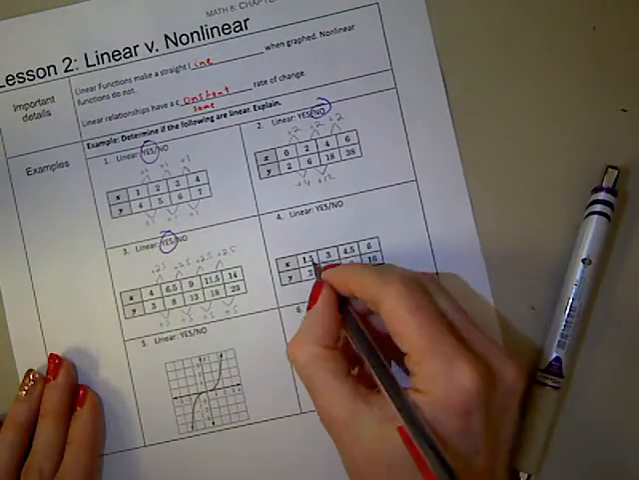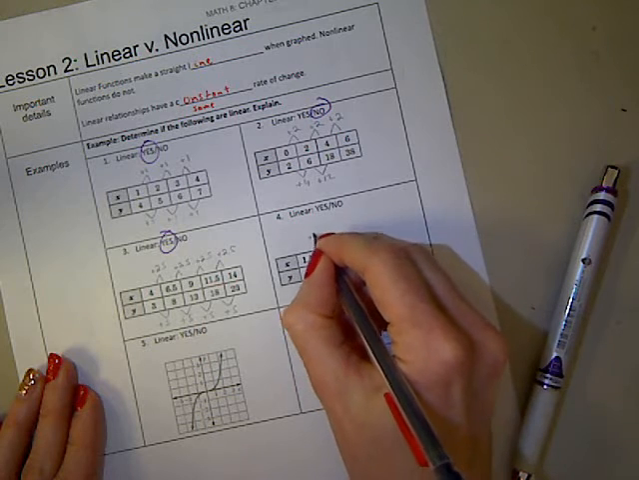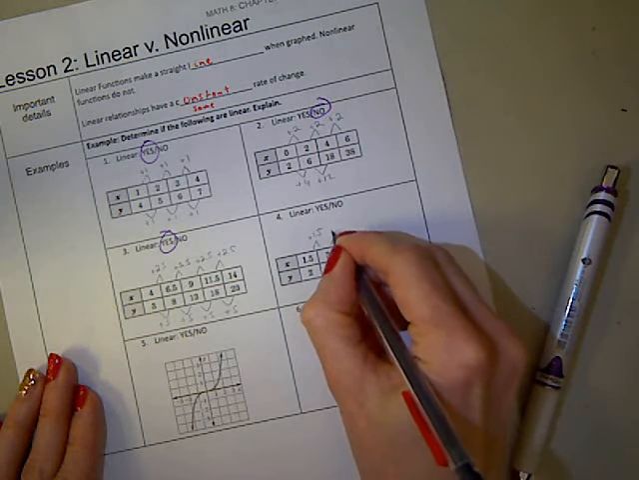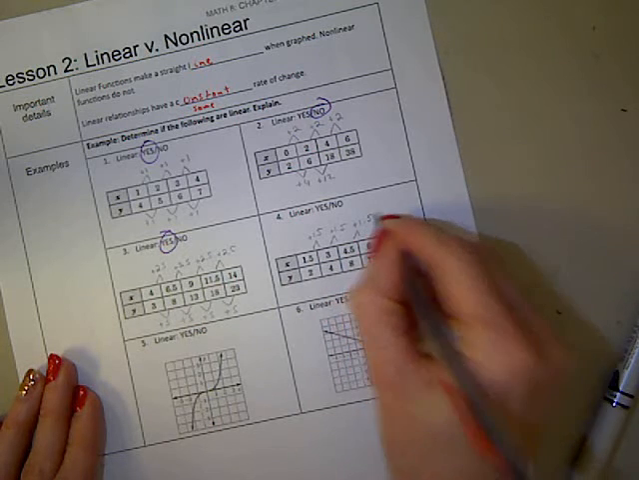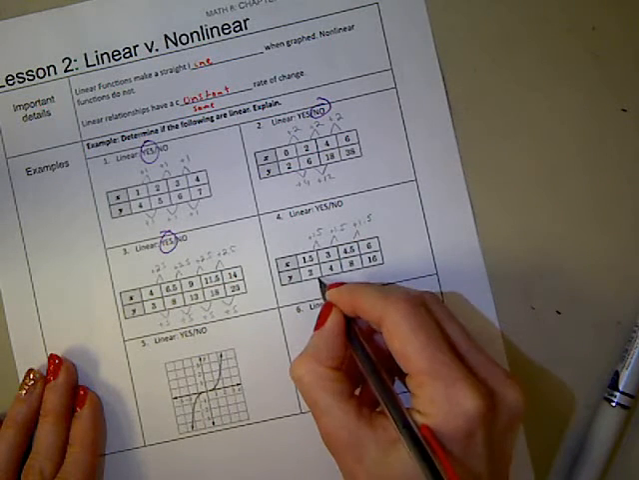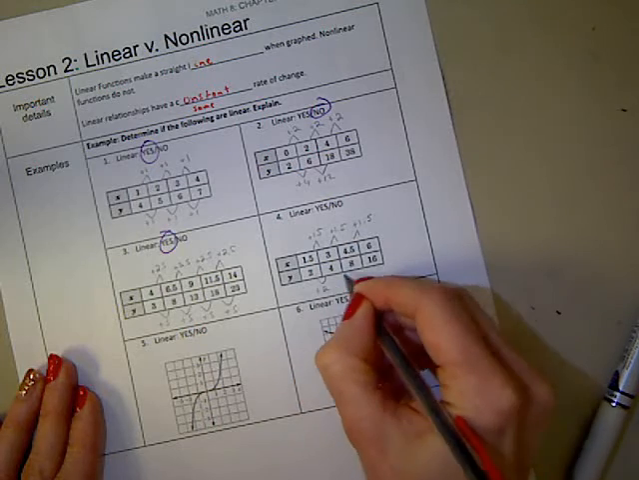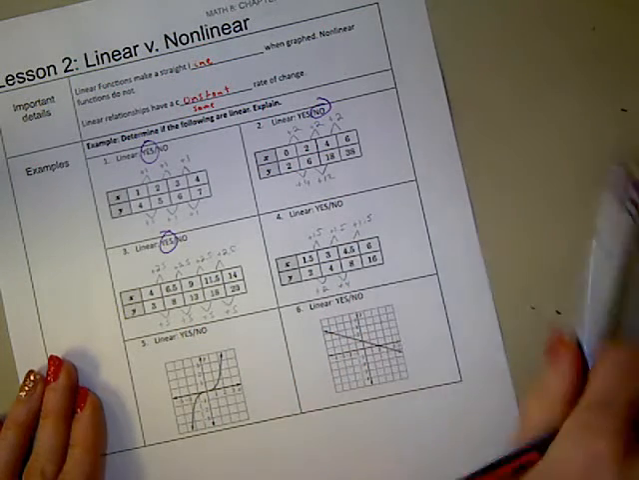1.5 to 3, you have to add 1.5 and add another 1.5 and add another 1.5. So top is good. Let's check the bottom. 2 to 4, you're going to add 2. But 2 to 8, you add 4. So that's a no.